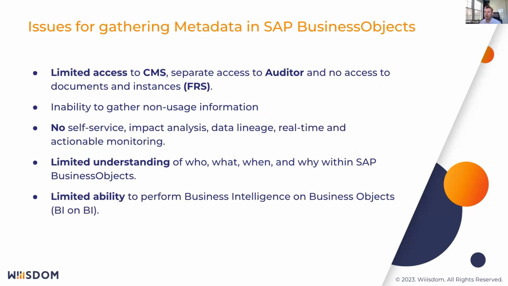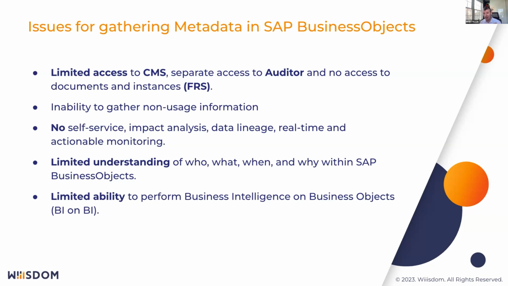Within BOBJ, there are a couple of limitations here. So today, out of the box, yes, definitely you can get some information from the audit, and then you can have some limited access to the CMS. Here, we're able to put together the CMS, the audit, and the file store together. So this is very powerful here. Also, we're able to get some information about the non-usage. So it's very interesting to understand who's using, but you also want to know what's not being used. It's very important. It's also completely self-service, and it's actually so much self-service that we can provide this information on the web, and also now leveraging OData, we can show this in Power BI. It's pretty cool.